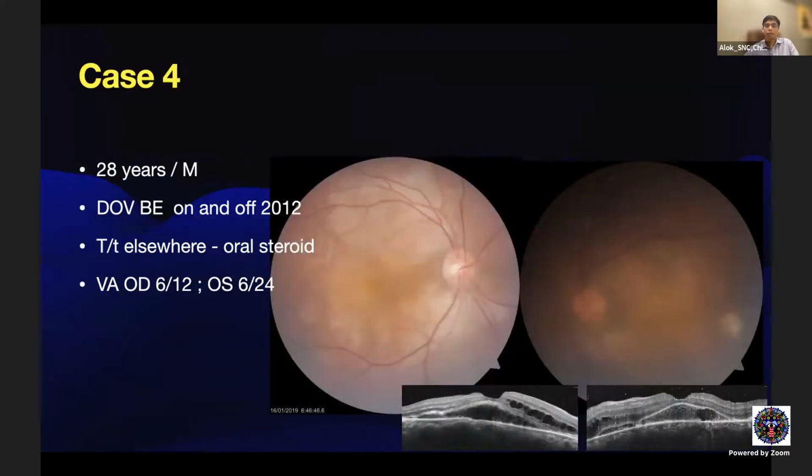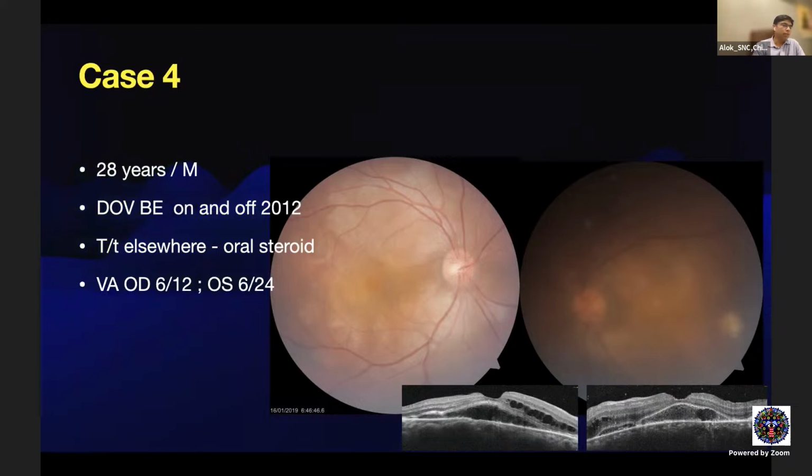I'll go on to my next case, which is a 28-year-old male who presented with diminution of vision on and off in both the eyes since 2012. And he gave a history that he was recently put on steroid. The visual acuity in the right eye was 6/12, and in the left eye it was 6/24. There was presence of PSC in the left eye.